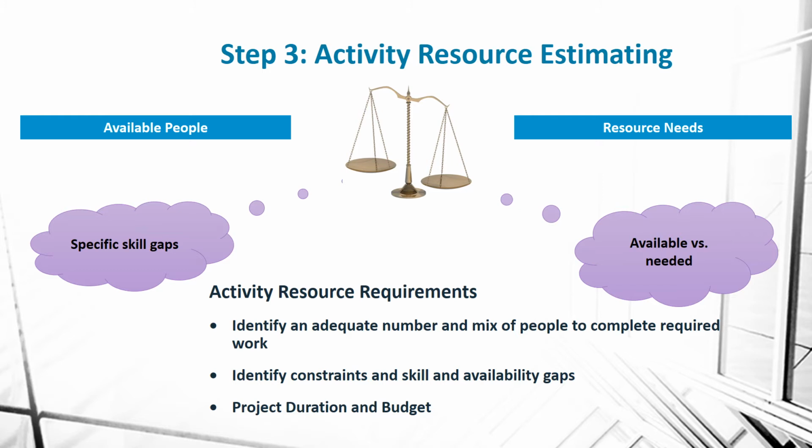So when I look at my resources, I must identify an adequate number and mix of people, the constraints and skill levels. For instance, if somebody is not very skilled at a certain activity, they may take a little bit longer. And I also have to consider the duration and budget. If each of these activities are taking longer based on the skill set of my project team, is my project able to absorb that in the current duration that I've allotted?